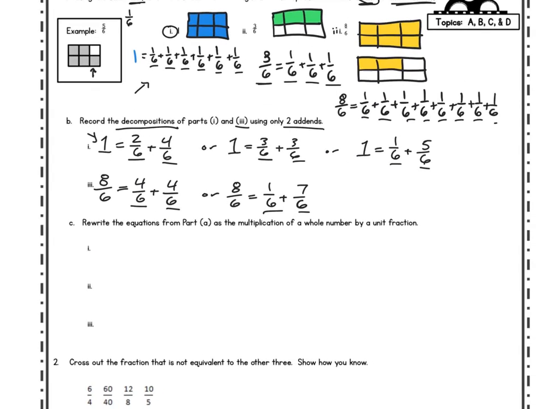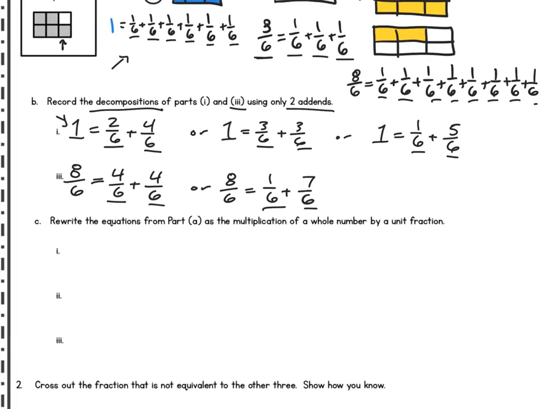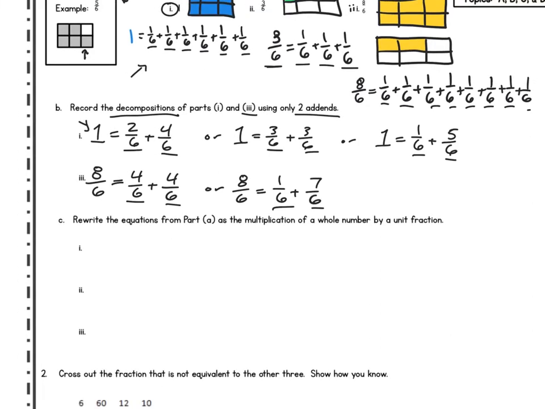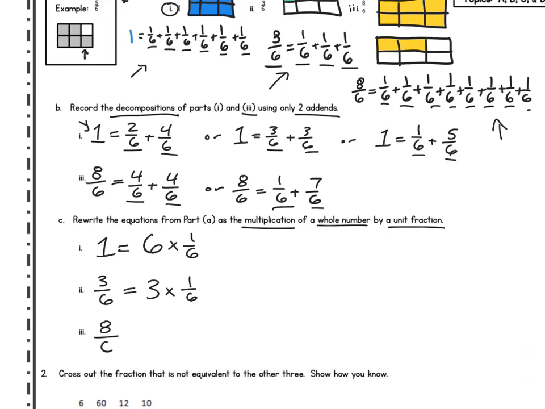So moving on to C, we're going to rewrite the equations from part A. So that's all these unit fraction equations up here. But we're going to represent them as multiplication of a whole number by a unit fraction. So for 1 whole, this looks like 6 times 1/6, because we have 6 copies of 1/6. For 3/6, this looks like 3 times 1/6, because we have 3 copies of 1/6. And then for 8/6, this looks like 8 times 1/6, because we have 8 copies of 1/6.